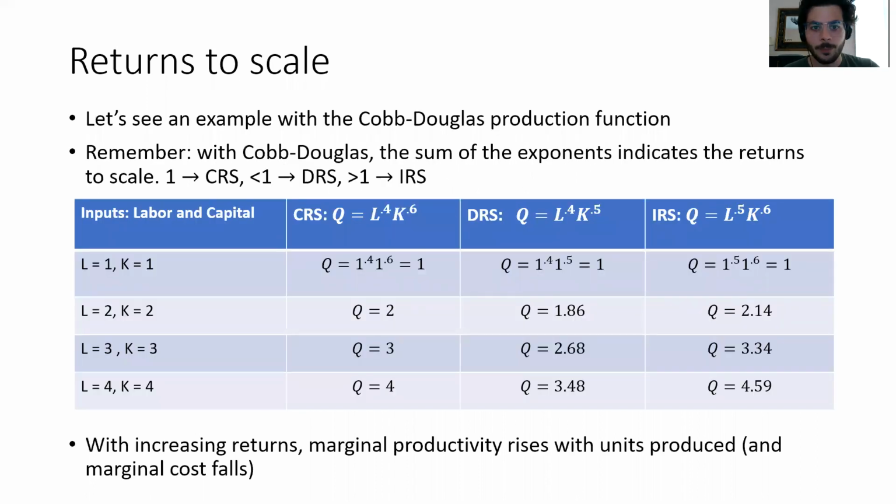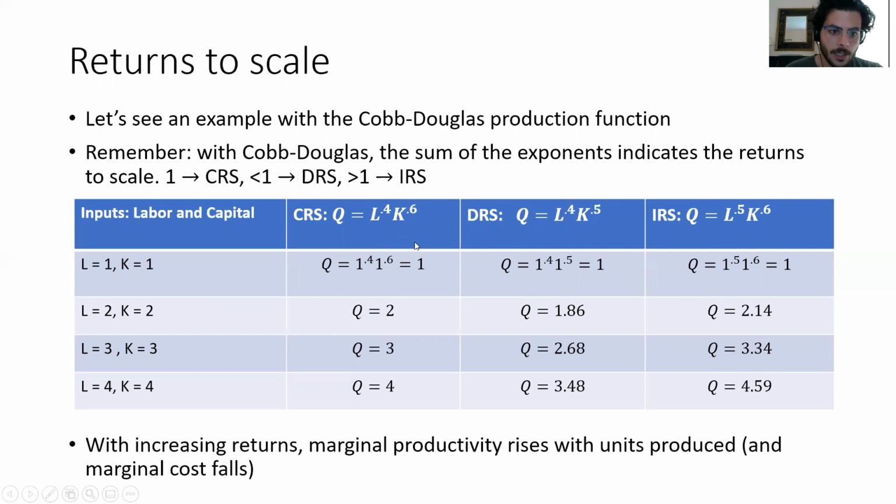So let's look at an example using the Cobb-Douglas production function. Remember, with Cobb-Douglas, the sum of the exponents tells us the returns to scale. If the total exponents sum to 1, then we know that we have constant returns to scale. That's going to be the case here. See, the 0.4 and 0.6 sum to exactly 1. If the sum of the exponents is less than 1, we have decreasing returns to scale. And if the sum of the exponents is greater than 1, we have increasing returns to scale.